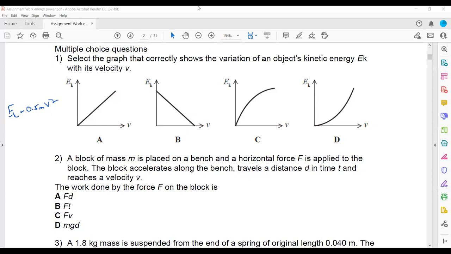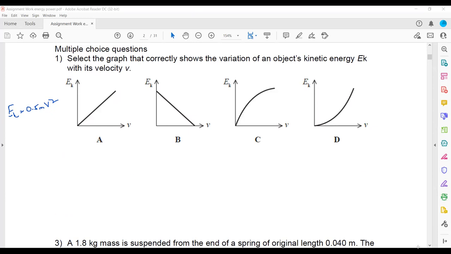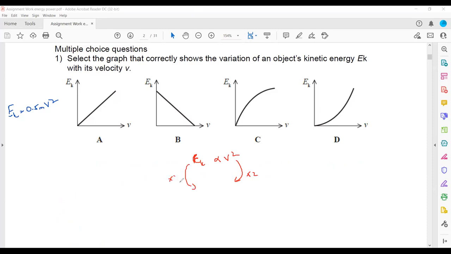If you check the formula, kinetic energy is equal to 0.5 mv squared. So how does the kinetic energy vary with the velocity? It is proportional to the square. It means if the velocity is doubled, the kinetic energy will increase by 4. If velocity is increased by 3, the kinetic energy will increase by 9. If velocity is changed by 4, the kinetic energy will change by 16. It varies with the square.